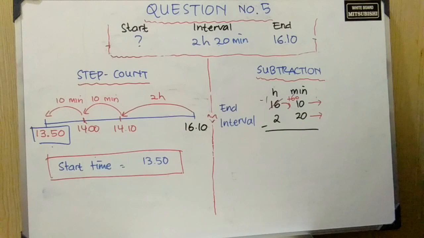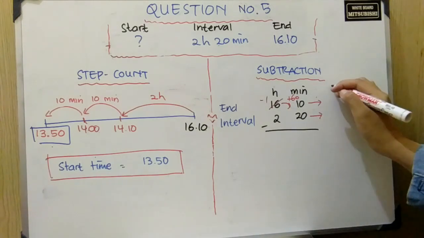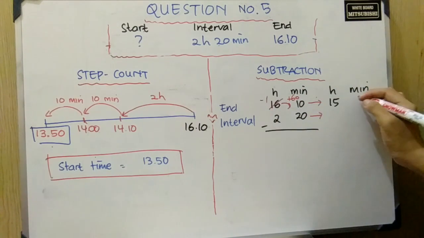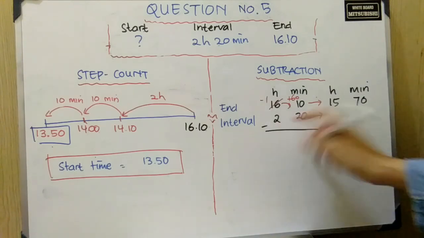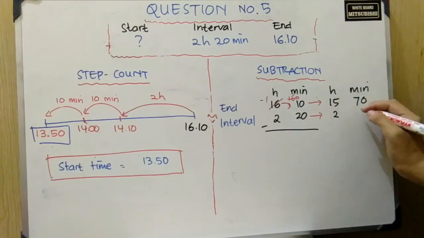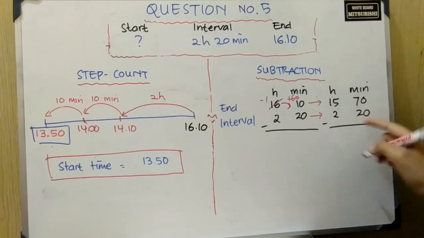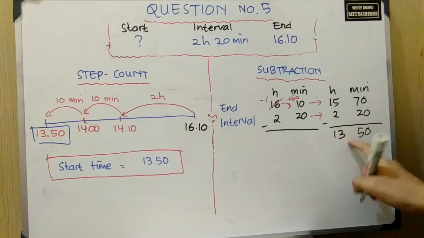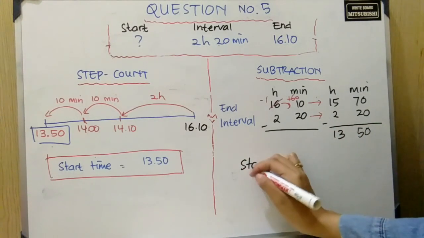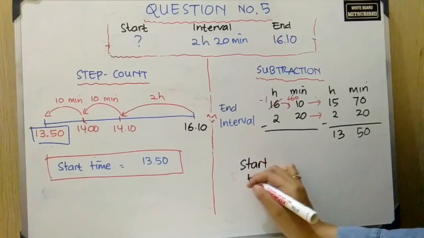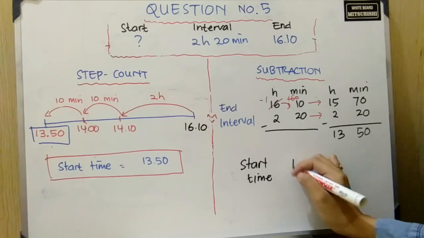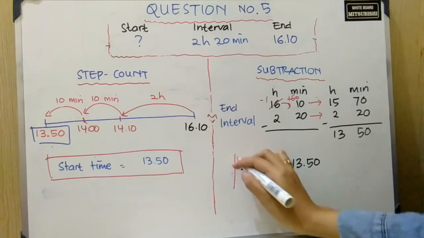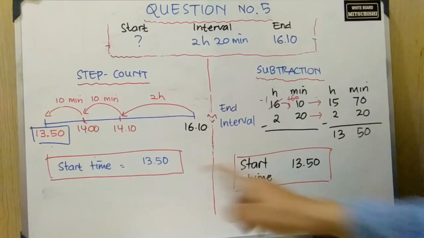So for the end time, we can write 15:70, and the interval 2 and 20. 70 minus 20 is 50, and 15 minus 2 is 13. So the start time is 13:50. So the mathematics competition will start at 13:50. It's the same as the step count way.